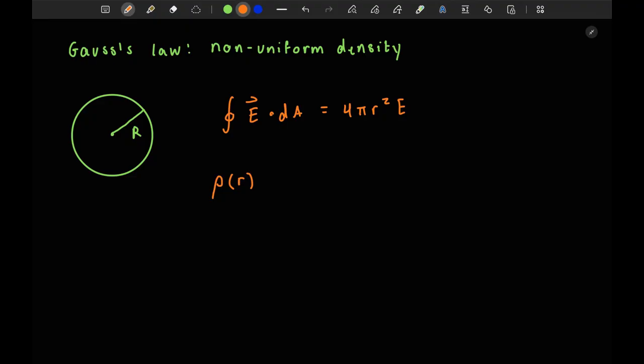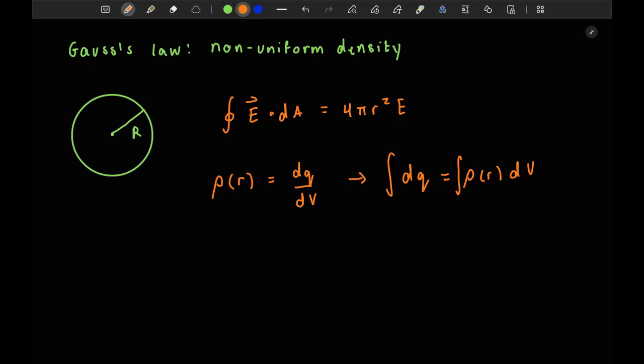So we suppose that we have this density rho of r, and of course the definition of rho of r is that it gives us charge per volume. And so to find our charge enclosed, we can say, well, dq is equal to rho of r dV, and then go ahead and integrate both sides. So how are we actually going to carry through this integration?